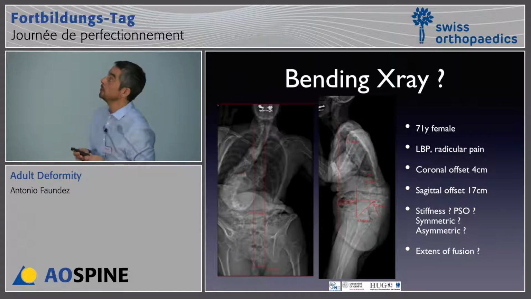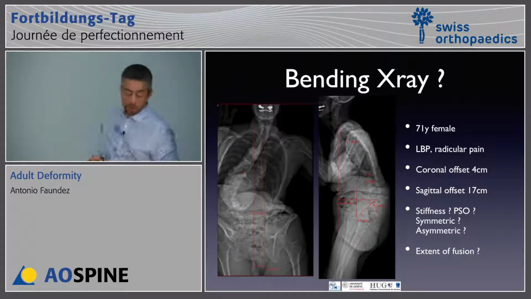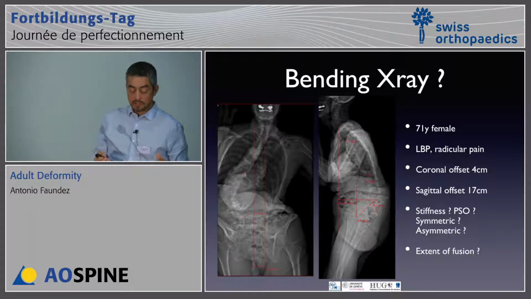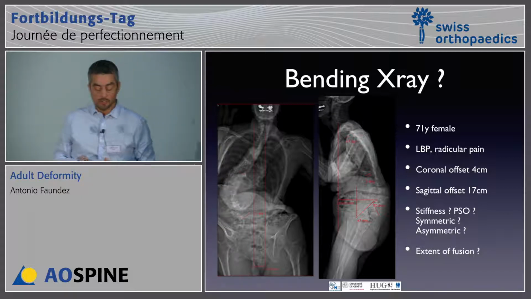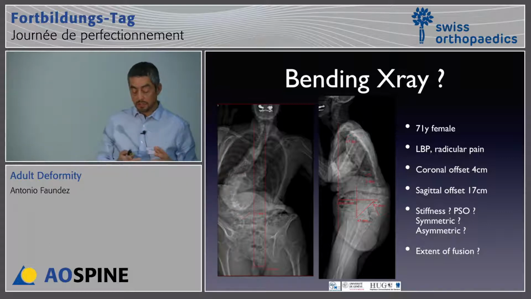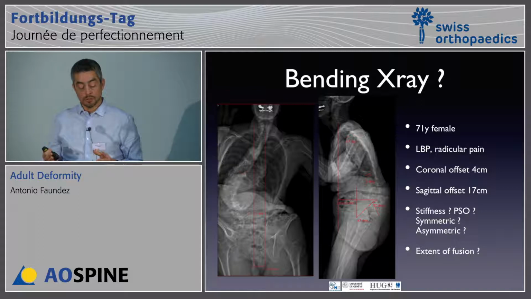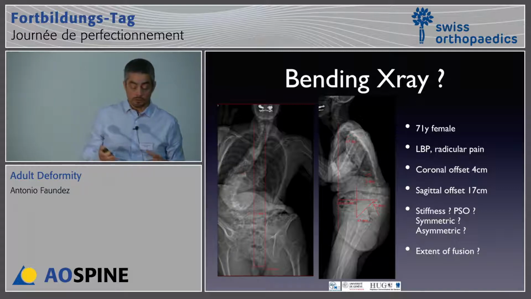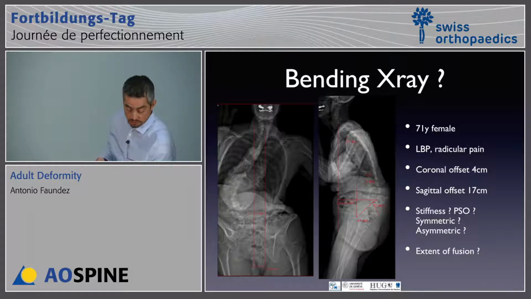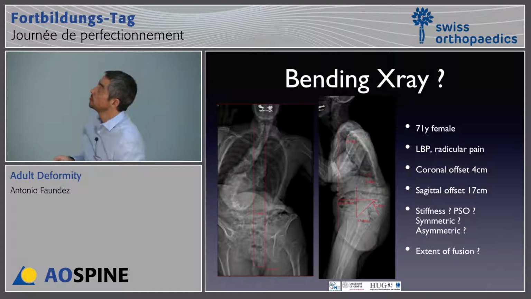This is an example of a 71-year-old female with low back pain, radicular pain. She has a coronal offset of 4 centimeters, sagittal offset of 17 centimeters. You need to define before you operate what is the stiffness, what type of surgery you need to do. Do you do a PSO? Do you do pedicle subtraction osteotomy or less aggressive osteotomies? Should it be symmetric, asymmetric, and what is the extent of the fusion? These are the problems we have to deal with in these patients.